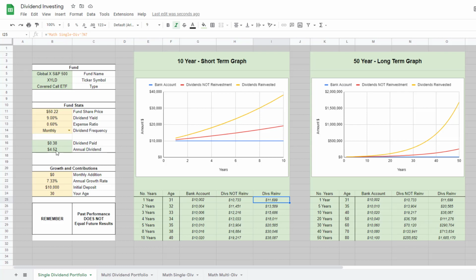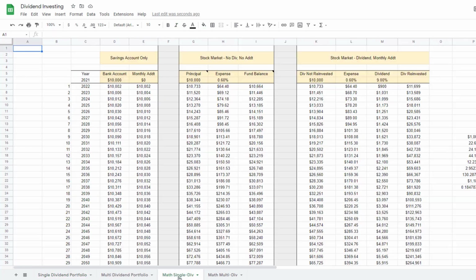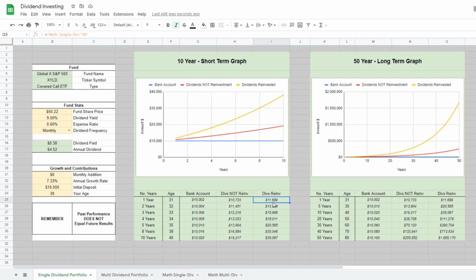So every share you would get a 38-cent payout per share, so 38 cents times 200, and your dividends per year, we go over to our math tab, after a year you're gonna have $900 worth of dividends, which is not bad. So that's where we come to that number there, 11,699. You go out 2 years, 3 years, 4, 5, 8, and 10, and your $10,000 sitting there would have grown to about $38,000.